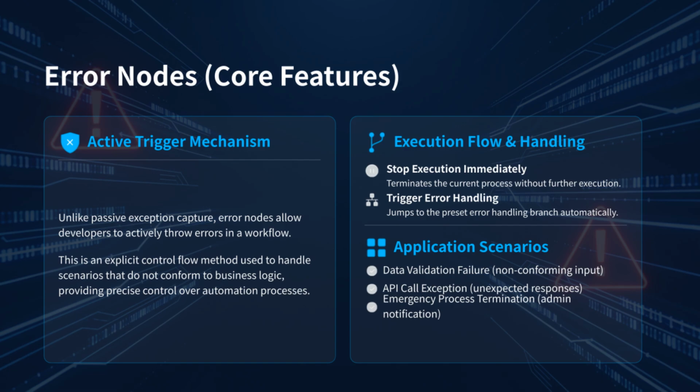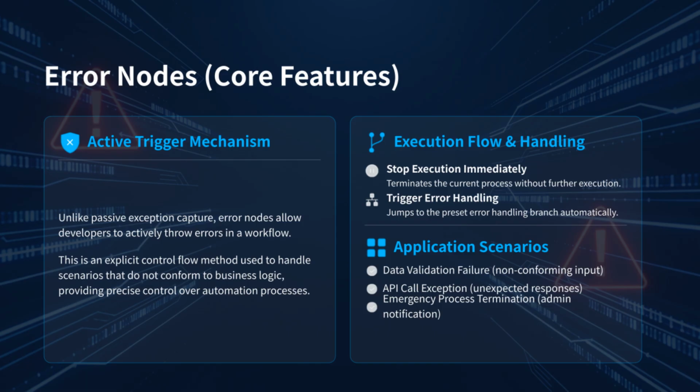Third, let's discuss error nodes. These allow you to take control of errors intentionally, rather than just waiting for them to occur passively. Error nodes enable you to explicitly throw an error in your workflow when something doesn't align with your business logic. This gives you the power to decide when a workflow should stop or trigger an error.